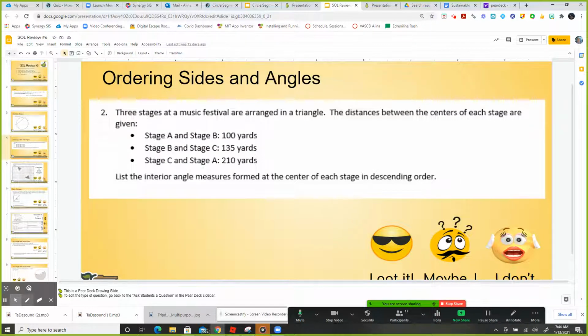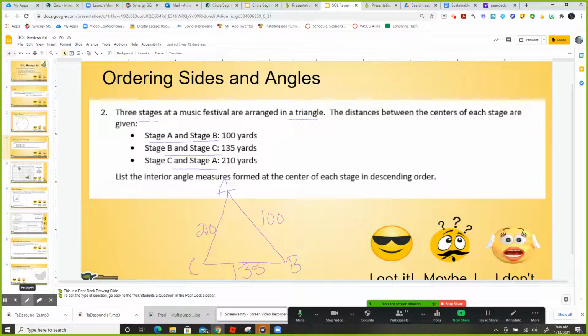This one's so exciting that everybody drew a triangle. I always kind of draw an equilateral triangle, even though that one doesn't really look equilateral. And then I mark everything I know. So stage A, B, and C are the corners of my triangle, right? The 3 stages are arranged in a triangle, so they're the corners. So between A and B is 100 yards. Between B and C is 135 yards. And then between C and A is 210 yards.